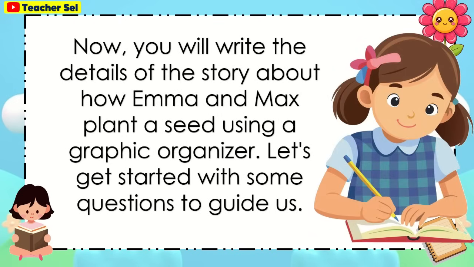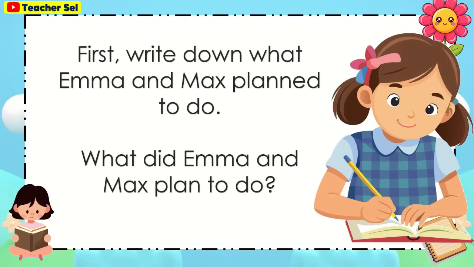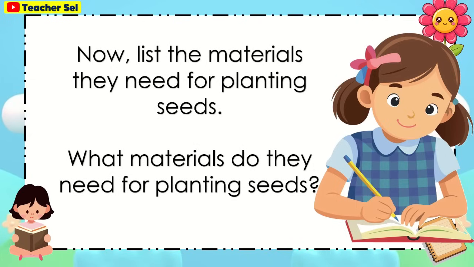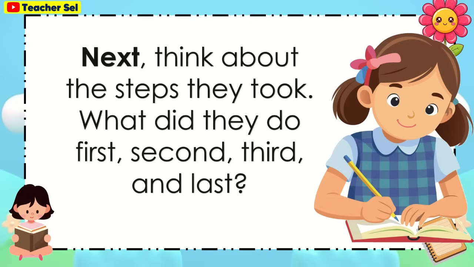Now, you will write the details of the story about how Emma and Max plant a seed using a graphic organizer. Let's get started with some questions to guide us. First, write down what Emma and Max plan to do. What did Emma and Max plan to do? Now, list the materials they need for planting seeds. What materials do they need for planting seeds? Next, think about the steps they took. What did they do? First, second, third, and last.